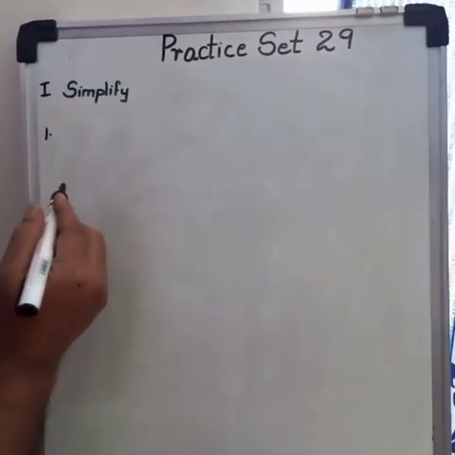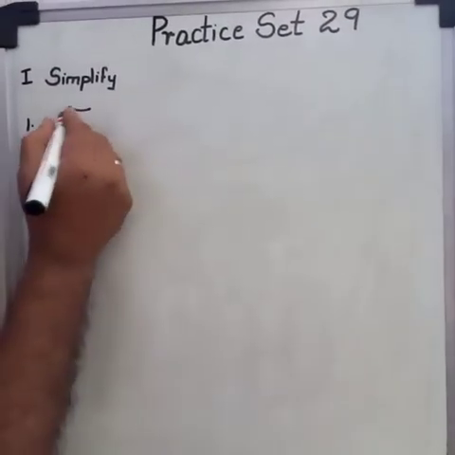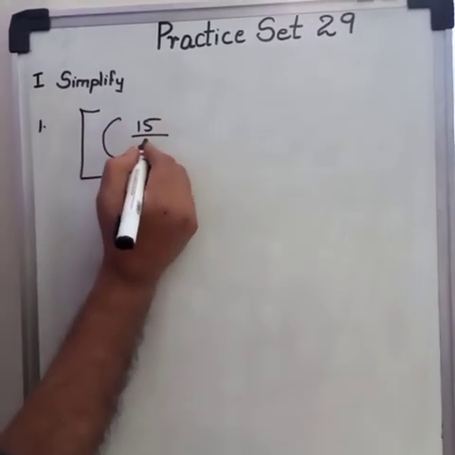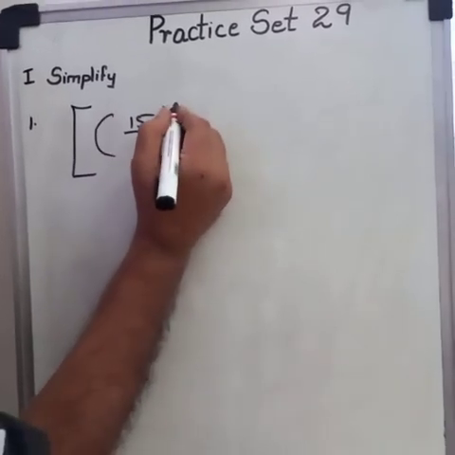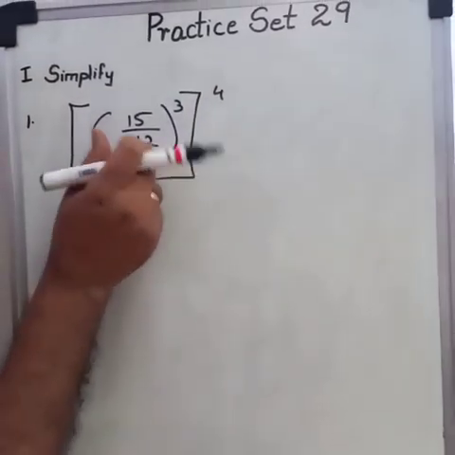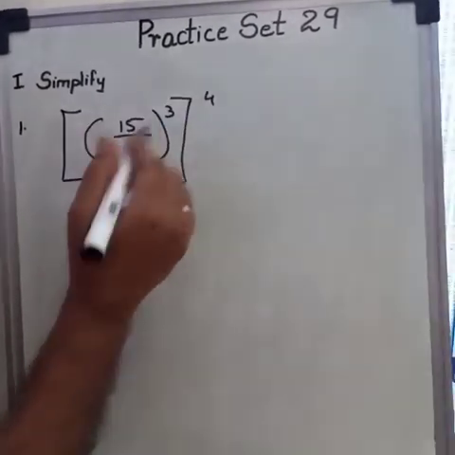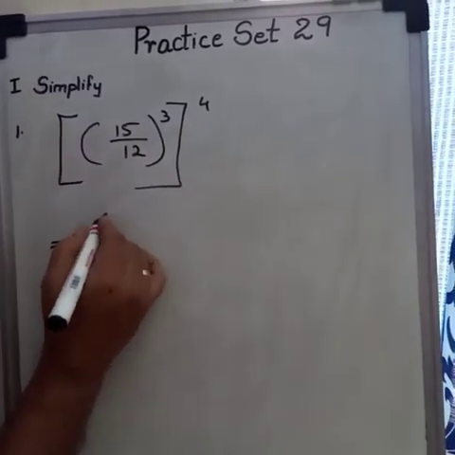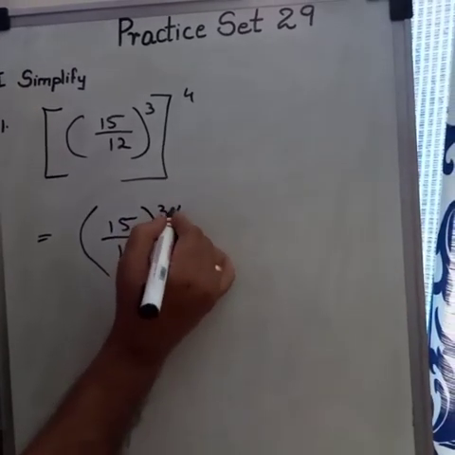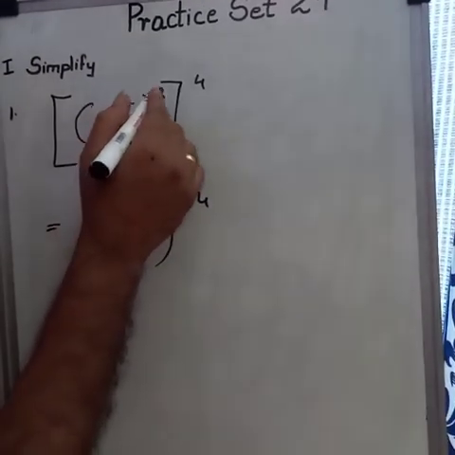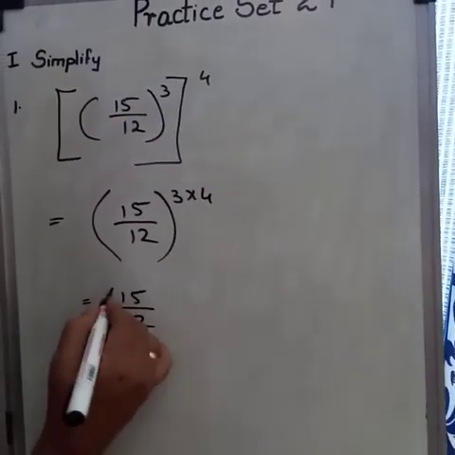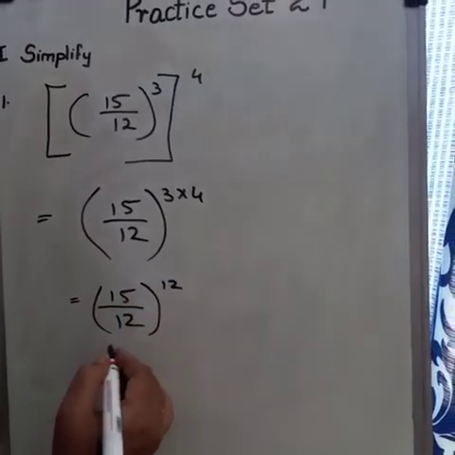Now we'll solve practice set 29. First, simplify. The first question is... now you can see two brackets, the inner bracket with 3 and the outer bracket with 4. When this type of sums comes, we need to multiply it. 15 upon 12, and 3 into 4, the inner bracket and the outer bracket. So your answer will be 15 upon 12, 3 into 4, 12.